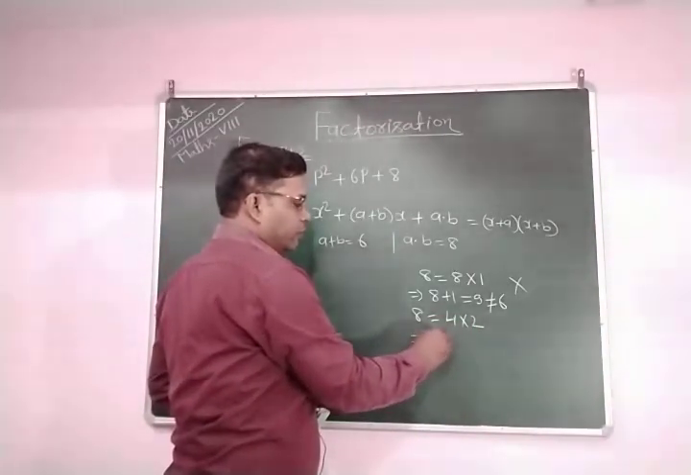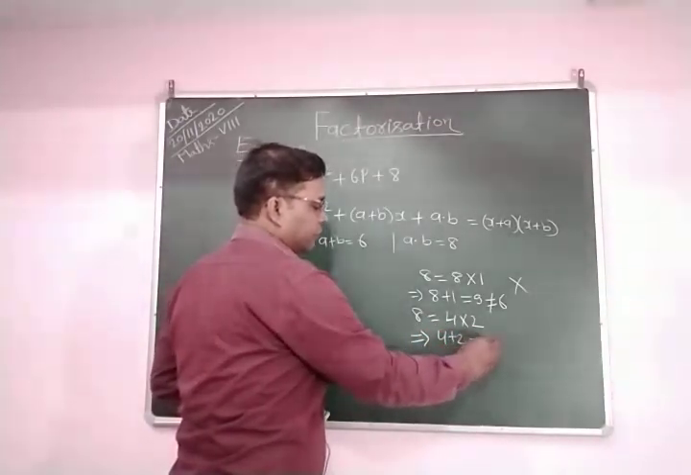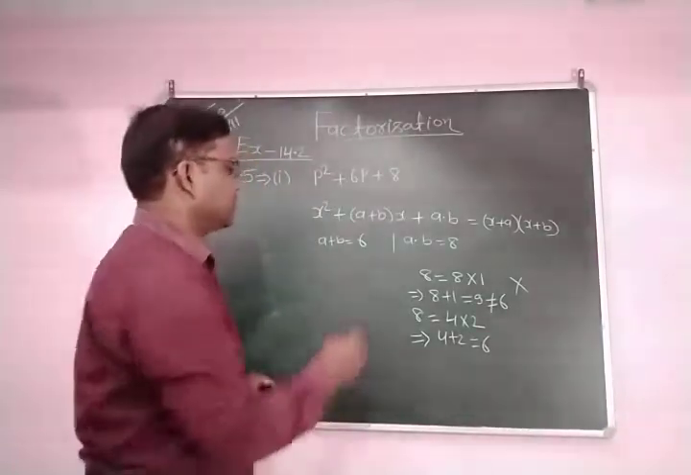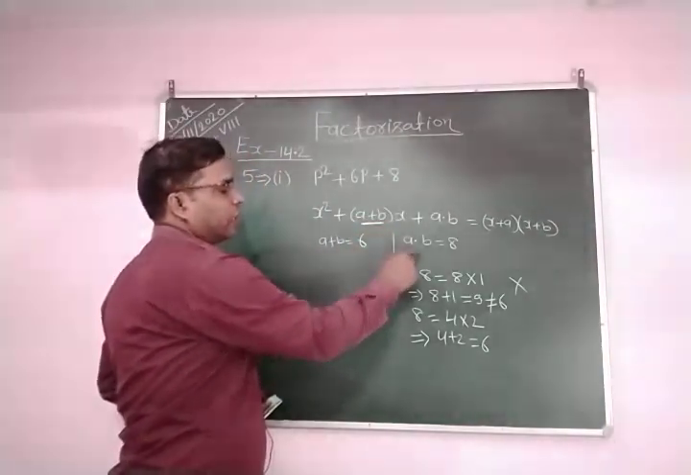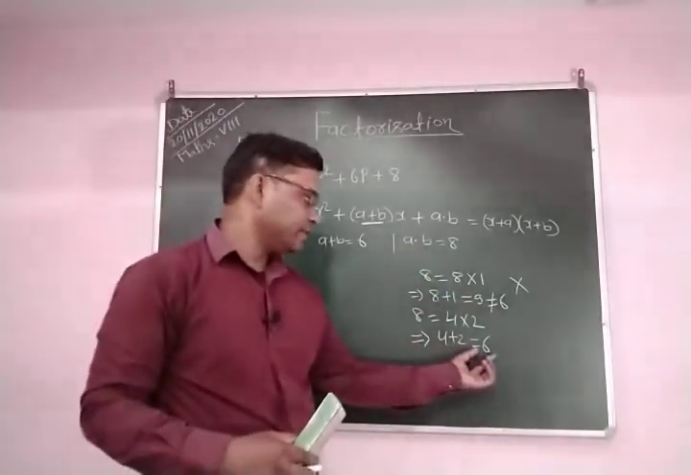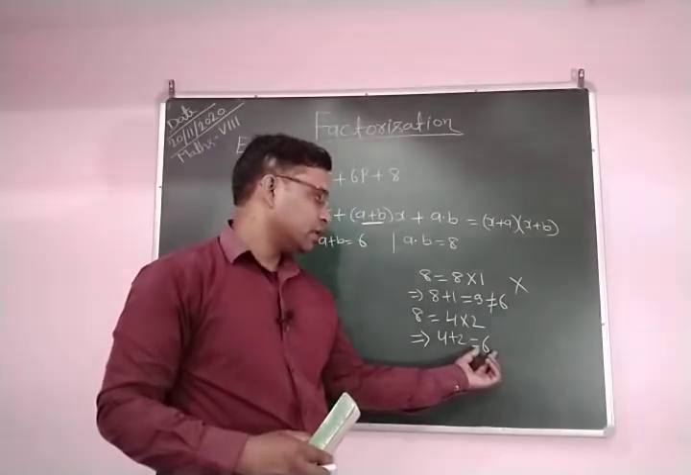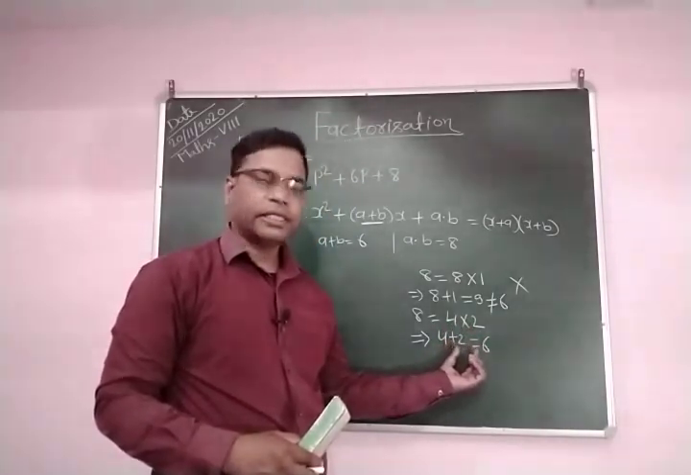So the sum of 4 and 2 is 4 plus 2, which is equal to 6. Here you can see the sum a plus b is equal to 6, and a into b is equal to 8. So the factors of 8 are 4 into 2, and their sum is 6.